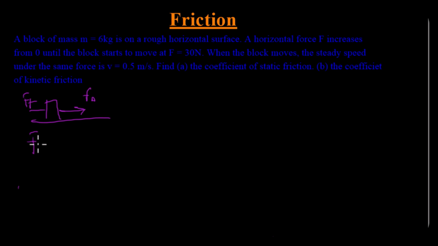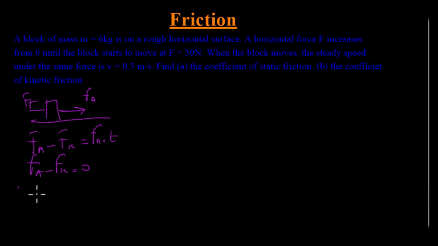I can say applied force minus frictional force Fk must be equal to F net. But F net is already 0. So Fa minus Fk is equal to 0. Why is it 0? Because my speed is constant. If my speed is constant, it means I don't have a change in speed, and if I don't have a change in speed, my acceleration will be equal to 0. That's why my F net is equal to 0.